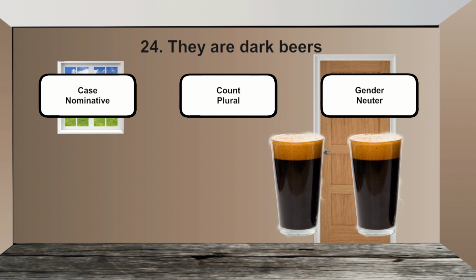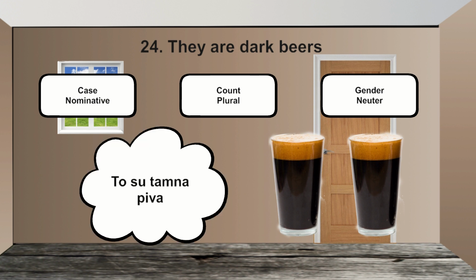Question 24. Pitanje 24. They are dark beers. Neuter, plural. To su tamna piva. And again, to su tamna piva.